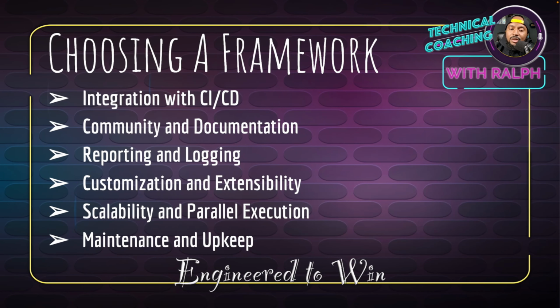Continue with choosing a framework. Can your framework integrate with the CI/CD pipeline, the continuous integration and continuous delivery? That is a big part of automation. So you need to make sure that the framework that you're going to choose or the one that you're going to build is able to integrate, right? You need to be able to integrate with tools maybe like Jenkins or TeamCity, CircleCI. You have to make sure that you're going to be able to connect to those CI/CD pipelines.